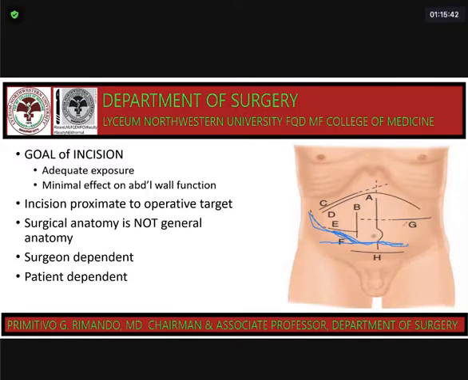Okay. So you see the difference. Why Rocky Davis is being used now. Okay. So what else are the considerations? The incision should be proximate to the operative target. So this is the reason why we have different incisions. Okay, so if your diagnosis is like this, you have a different incision. So this is again to emphasize that surgical anatomy is not general anatomy.